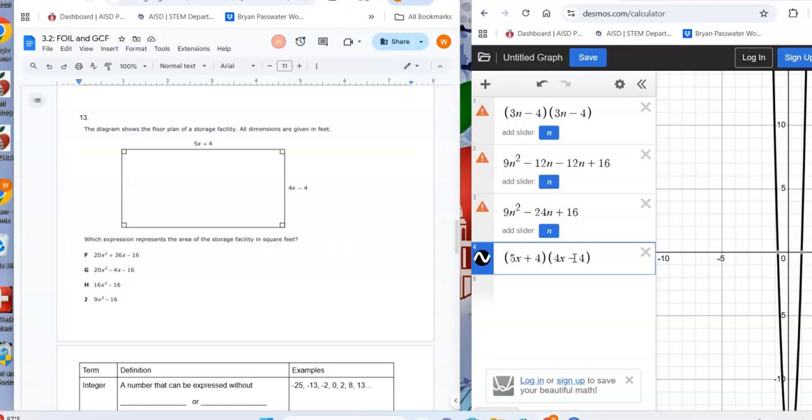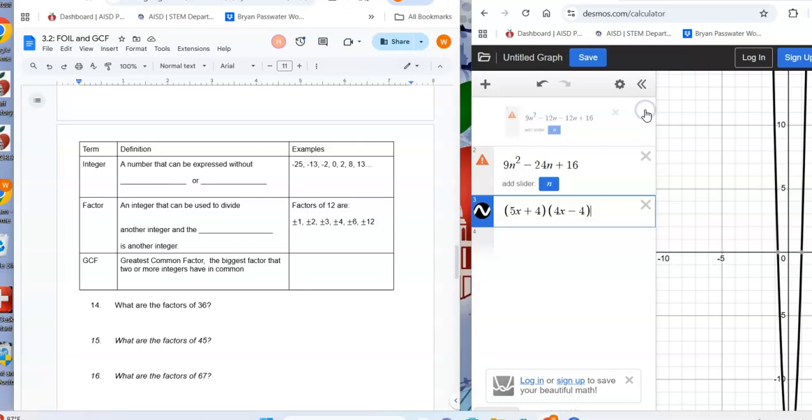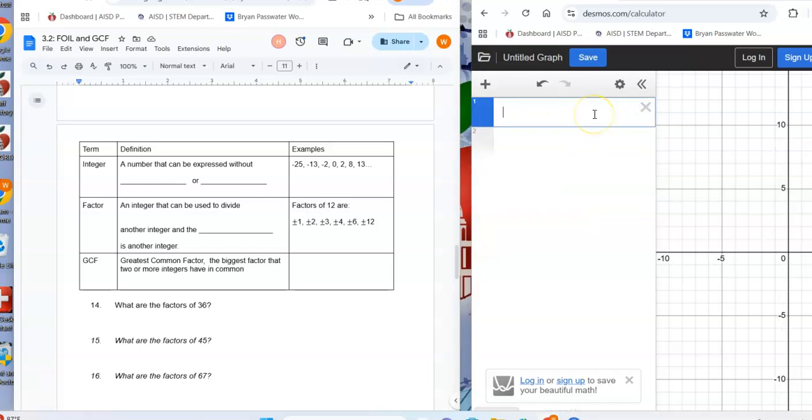Next up, we have words that I really would love to say for the rest of the year. An integer is a number that can be expressed without decimals or fractions. Sorry, for some reason, when I write the word fraction, it disappears on decimals. Whatever. An integer is a number that can be expressed without decimals or fractions, like negative 25, negative 13, 3, 2000, whatever.